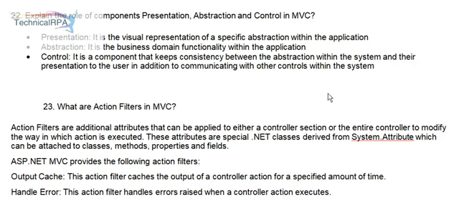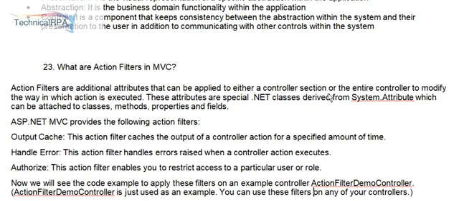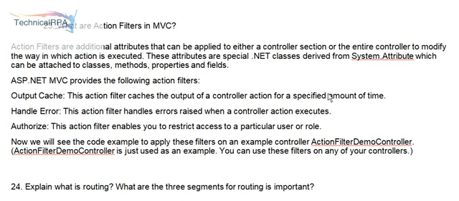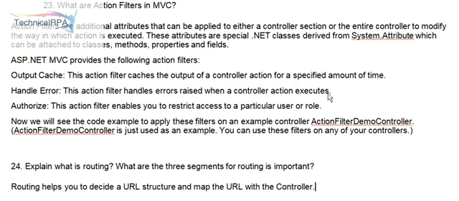These attributes are special .NET classes derived from System.Attribute, which can be attached to classes, methods, properties, and fields. ASP.NET MVC provides the following action filters. Output cache: this action filter caches the output of a controller action for a specified amount of time. Handle error: this action filter handles errors raised when a controller action executes. Authorize: this action filter enables you to restrict access to a particular user or role.